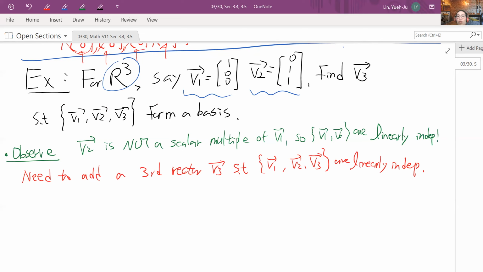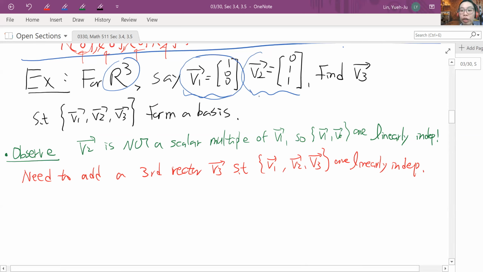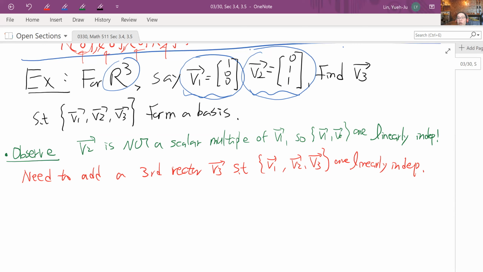So this is essentially one of the theorems: if you have the correct number of vectors and they're linearly independent, that implies they are a spanning set. So we only need to check one of the criteria. But before you even find the third one, you need to make sure at least the first 2 that I give you to start with are linearly independent. If those 2 are not linearly independent, then we need to find another 2.